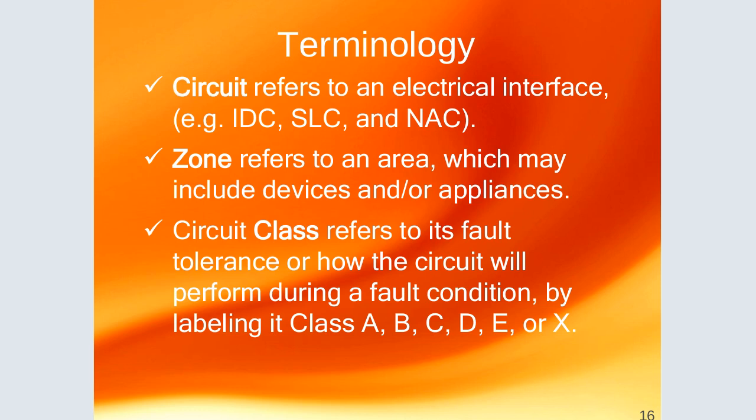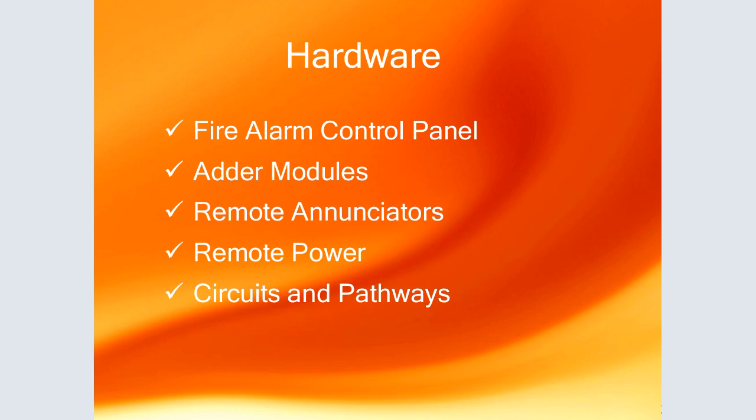And then we have the circuit class, which refers to its fault tolerance or how the circuit will perform during a fault condition. That is by labeling the classes. We have the class A, class B. And I know you people did this classification of fires. I don't know, you did them in module 1 or in the first semester, but I know you must have met them somewhere. So we have the class A, class B, class C, class D, class E, or class X.